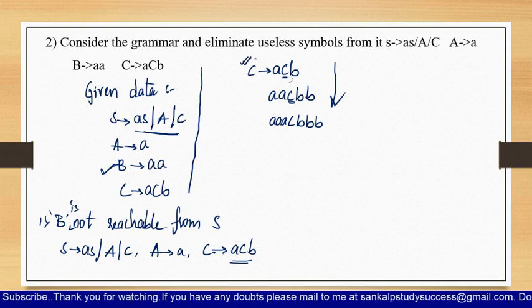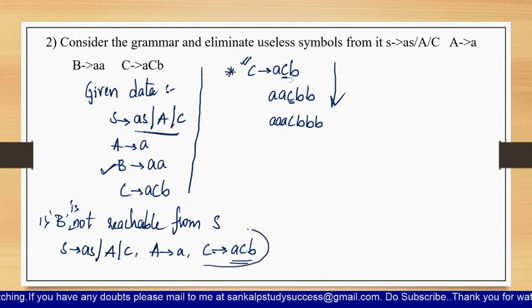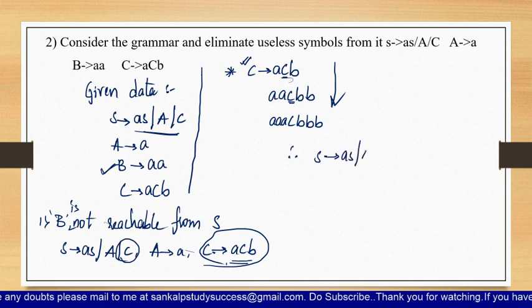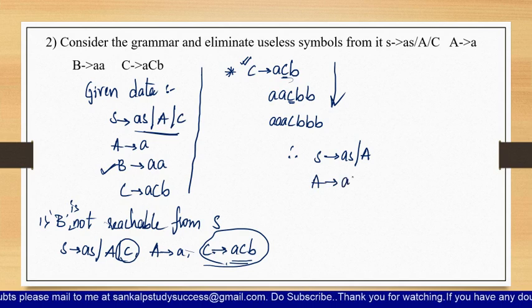There are two points for a useless symbol. First, it should be reachable from the start symbol, and also it should end with a terminal. So that means here C should be eliminated. If you eliminate this C, then from here also C should be eliminated. So therefore we are left with S tends to AS or A, and also A tends to small a.